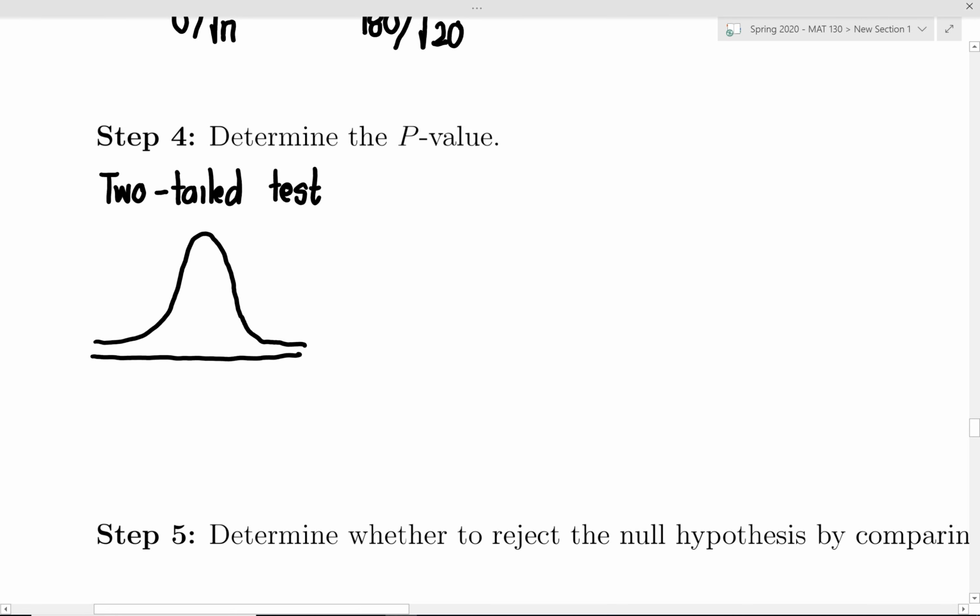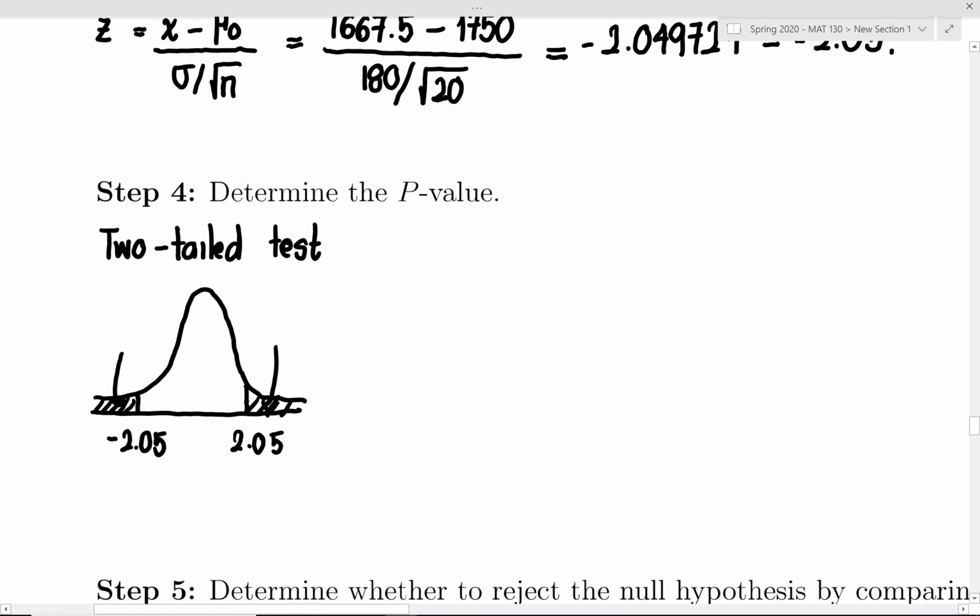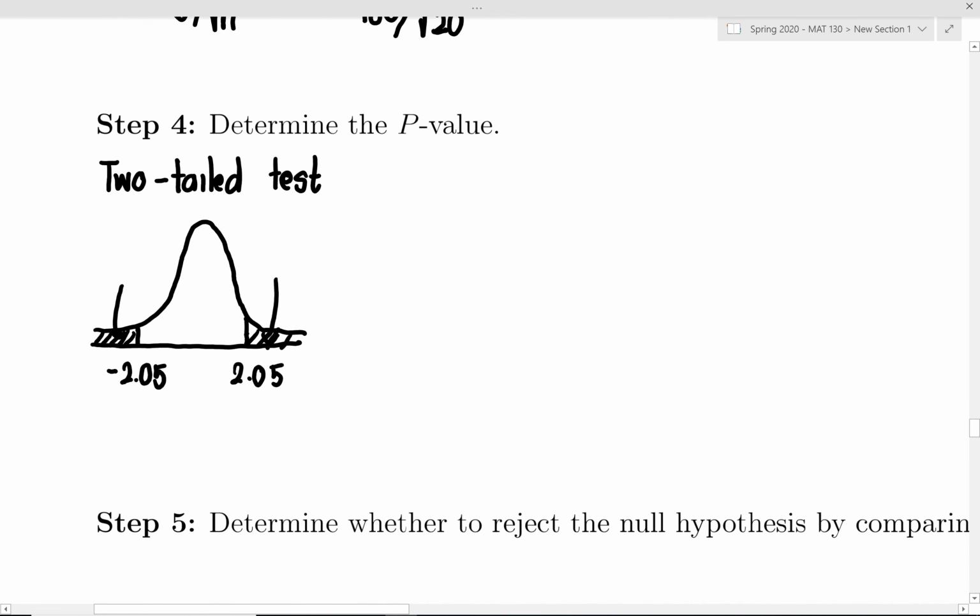Since this is a two-tailed test, the p-value is going to be the probability of observing something that's less than negative 2.05 or something that is greater than 2.05. So the p-value is the probability of observing a value of z that is less than negative 2.05 or greater than 2.05. We are interested in the sum of these two areas.